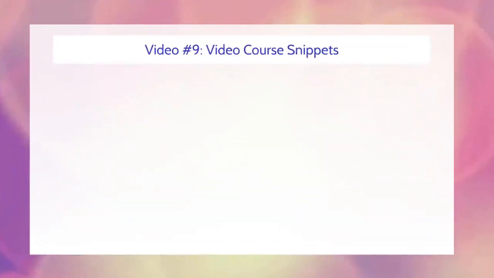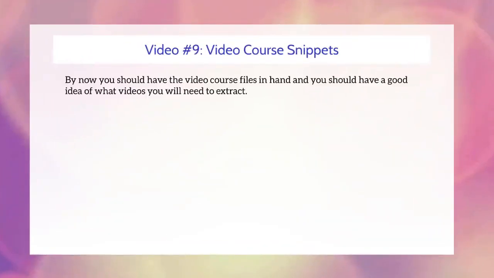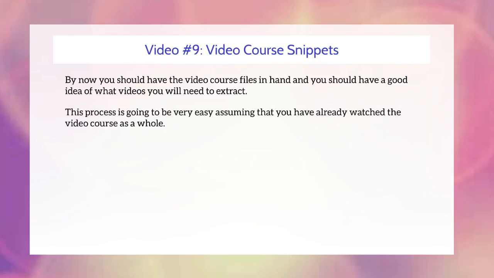Hello and welcome to video number 9. We're going to talk about video course snippets. So by now you should have the video course files in hand, which should be coming in the form of either AVI files or MP4 files, and you should have a good idea of what videos you will need to extract. This process is going to be very easy, assuming that you have already watched the video course as a whole and you have an idea of what the highlights are. However, if you have not, this is going to be very difficult for you.